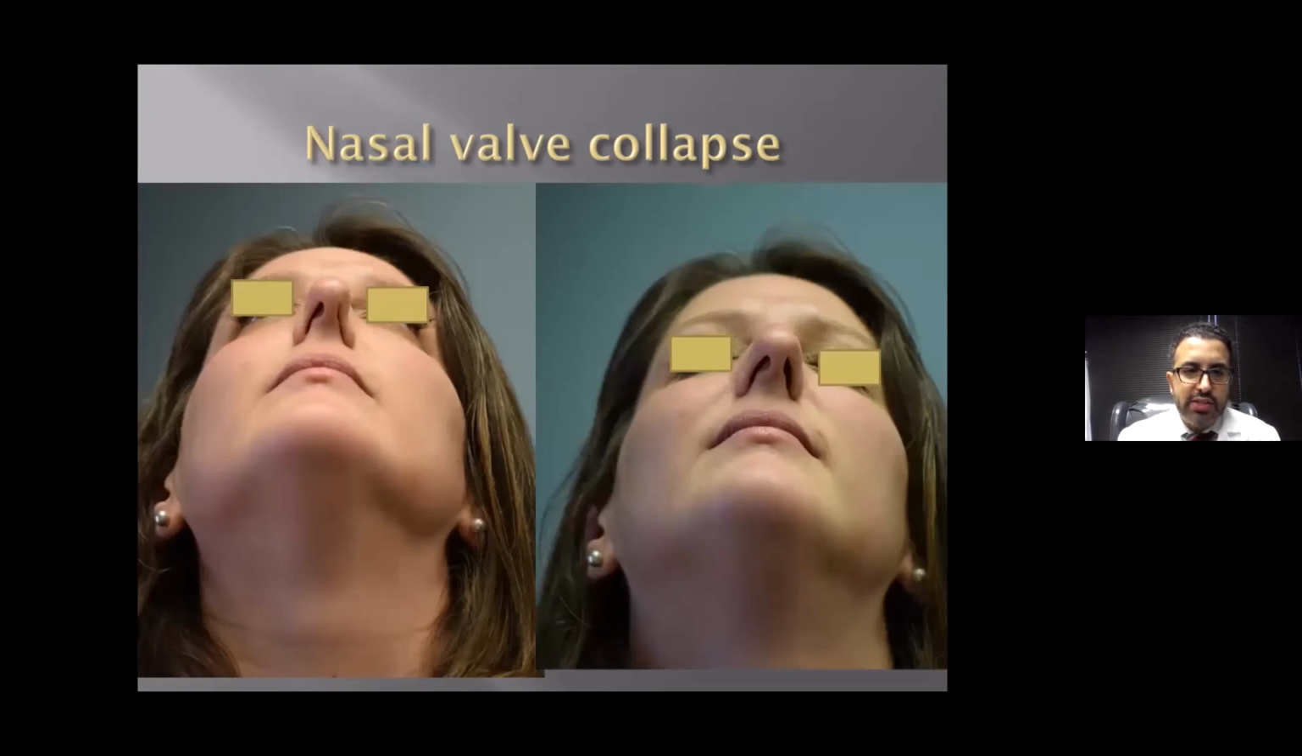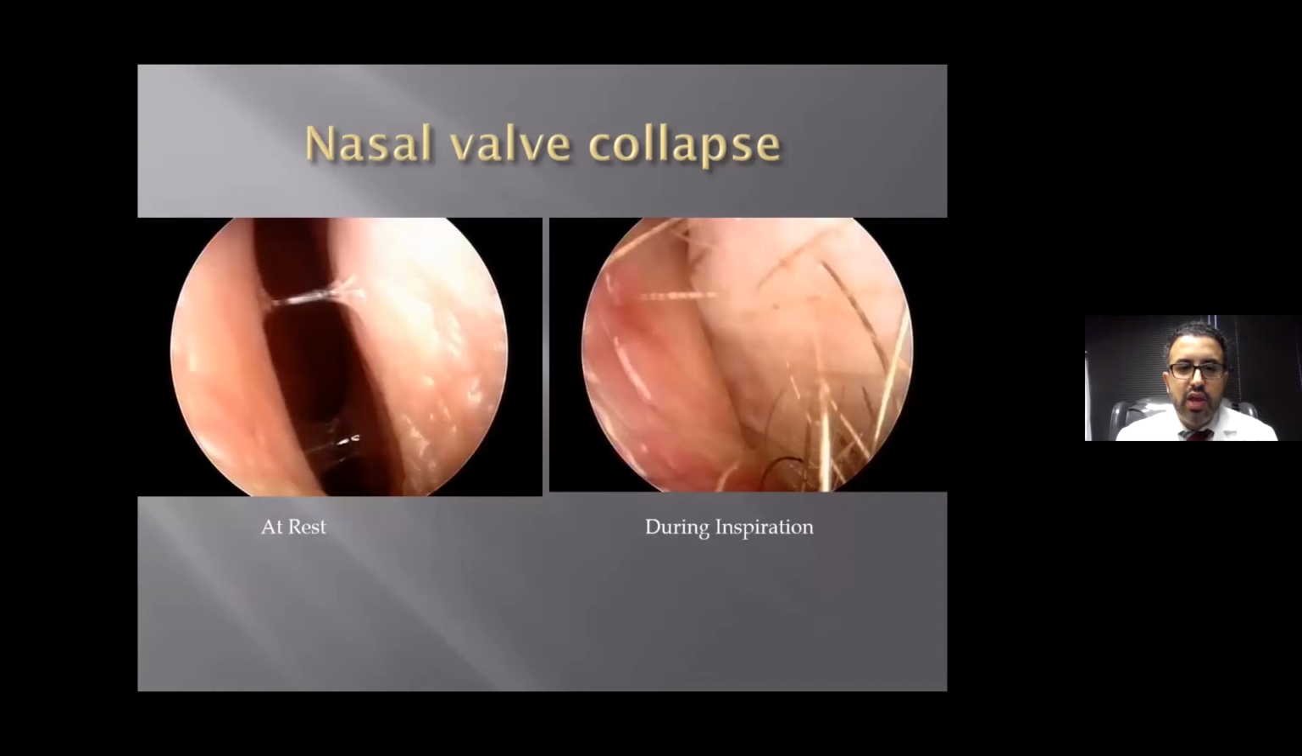Here's a patient that has a deviated septum, also takes a breath in. You can see complete collapse on the left side of her nose. Next slide. And here's an endoscopic view looking inside the nostrils. And the image on the right is when the patient takes a deep breath inward. On the left is a picture at rest. And you can see there's not a lot of space. So when they breathe in, they completely collapse inward.